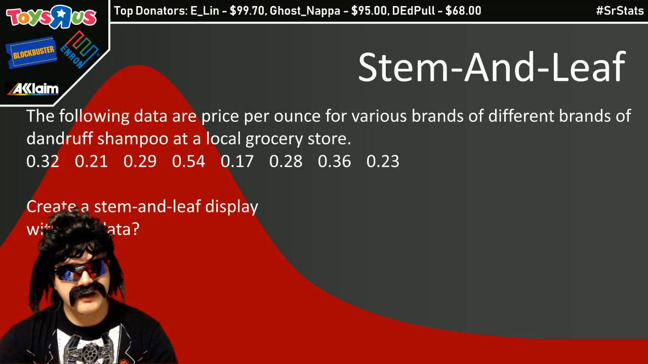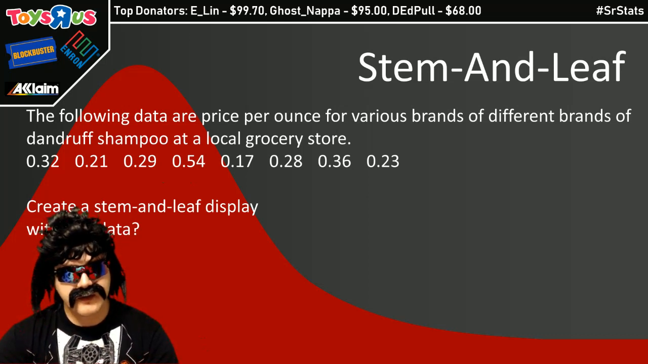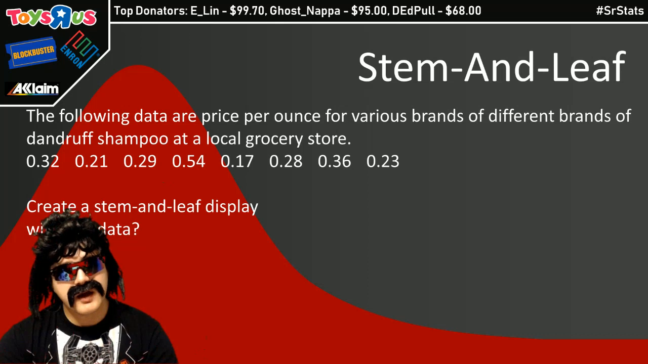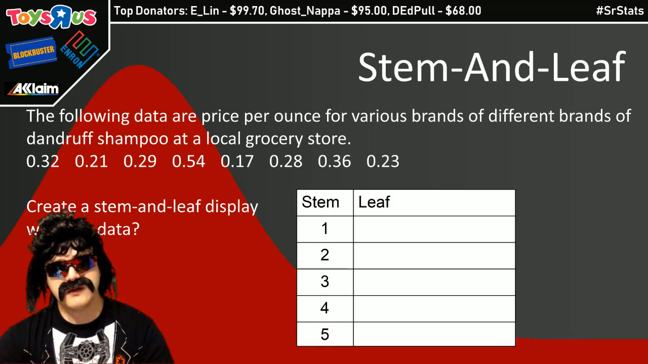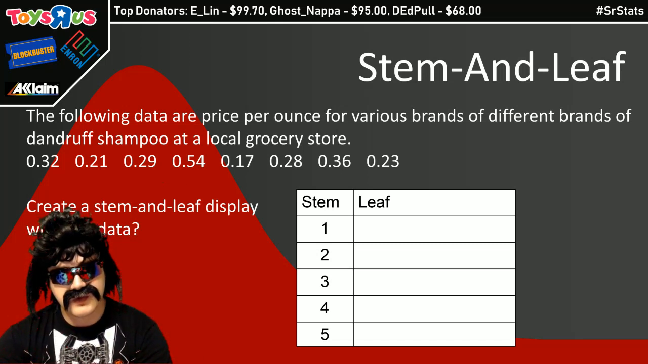The following data are price per ounce for different brands of dandruff shampoo at a local grocery store. We've got 0.32, 0.21, 0.29, 0.54, 0.17, 0.28, 0.36, and 0.23. We want to create a stem and leaf display with this data. So we start with the stem. The stems that we're going to end up having are 1, 2, 3, 4, and 5.